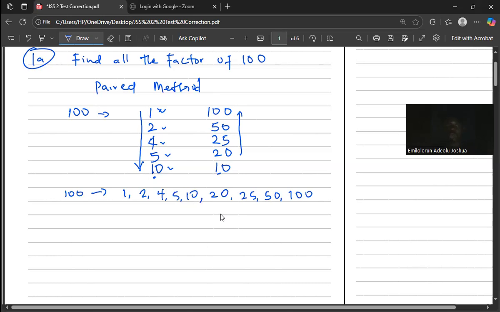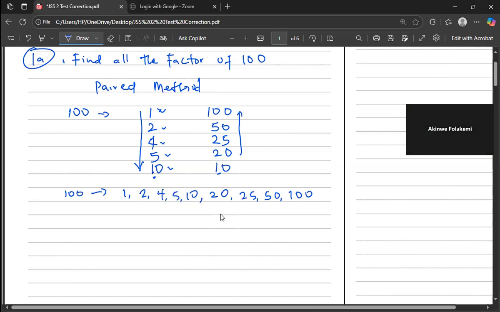So if you are looking for ways of getting all the factors of a number, you use that paired method. Okay? Do you understand that?